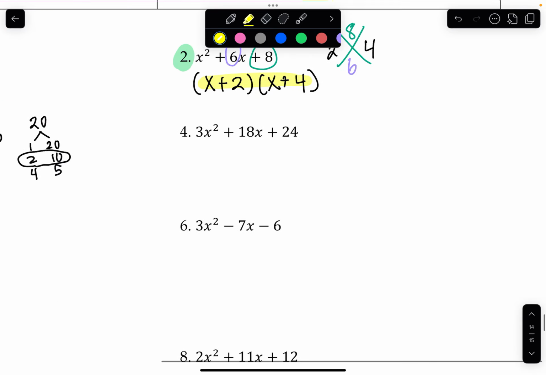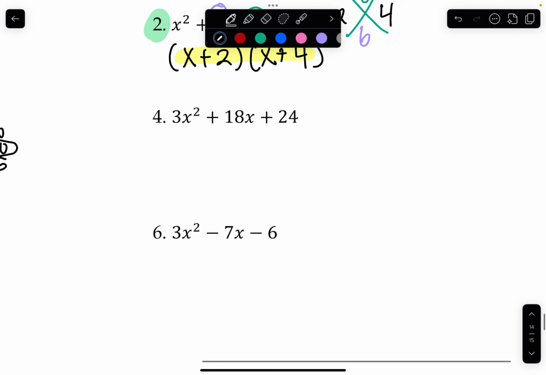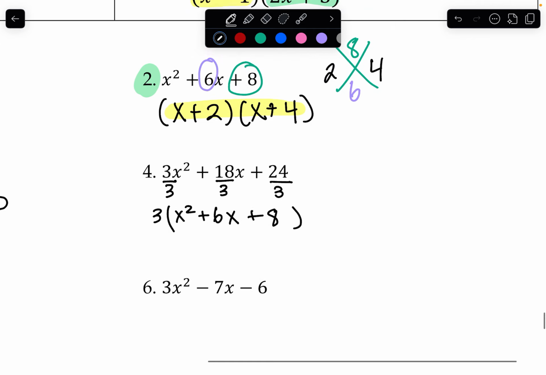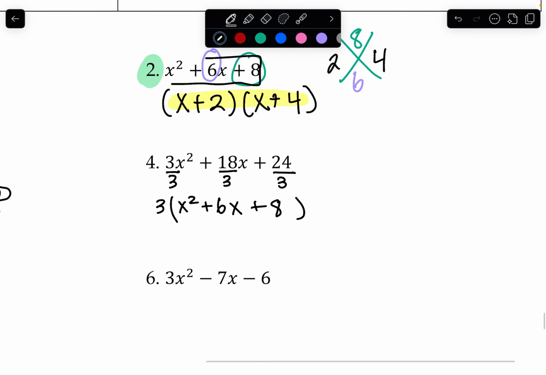Okay, so looking at number 4, a isn't 1, but always check to see if the other numbers are divisible by that a value. In this case, it is. That means 3 is a numerical GCF for this problem, and so I can factor it out or divide each of these numbers by 3. And then that gives us smaller numbers to work with. Now we're dealing with this quadratic that we've already factored to x plus 2 and x plus 4.